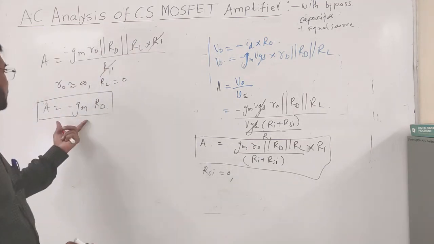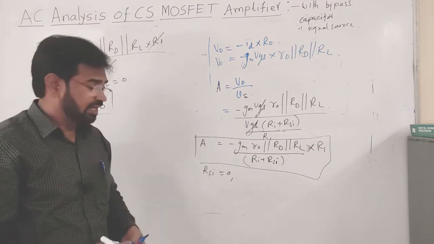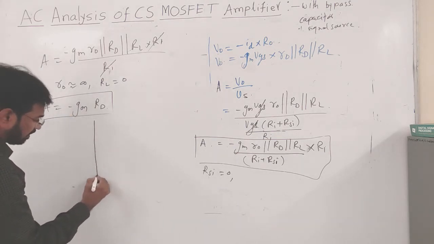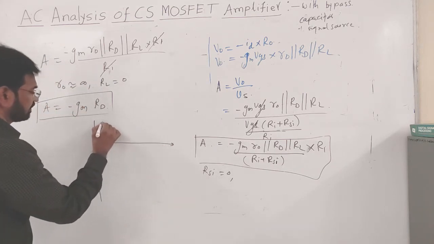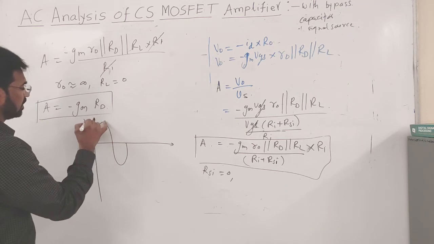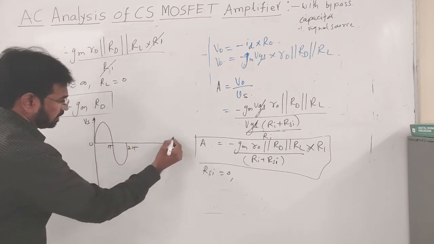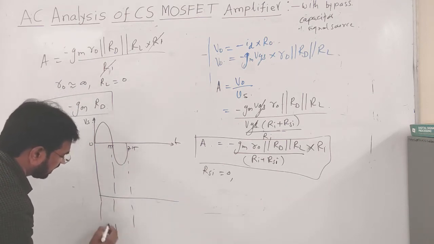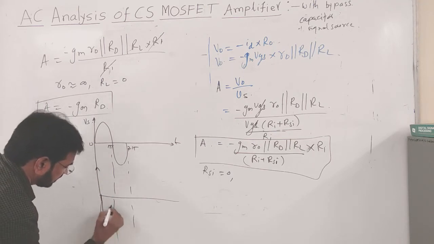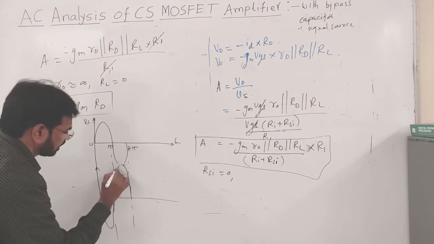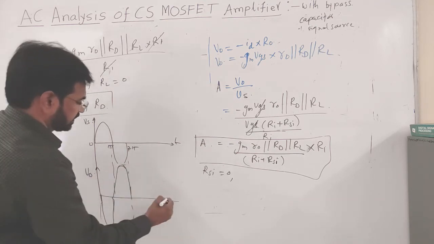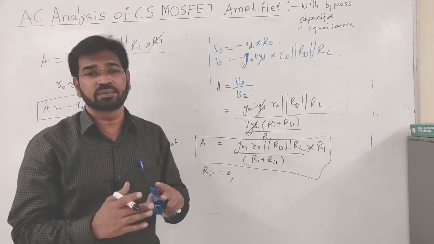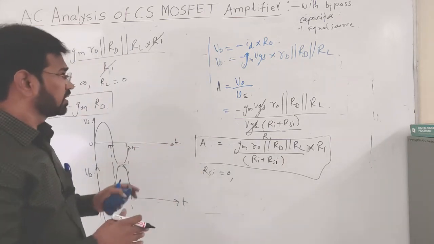Now, one more question: what does this negative sign indicate? This negative sign indicates that the input to be amplified and the amplified output are out of phase. If this is the input Vs, and this is the amplified version of it, the output V naught, they are out of phase. When we use one transistor, it exhibits a 180-degree phase shift between input and output. Remember, this is the most important point.